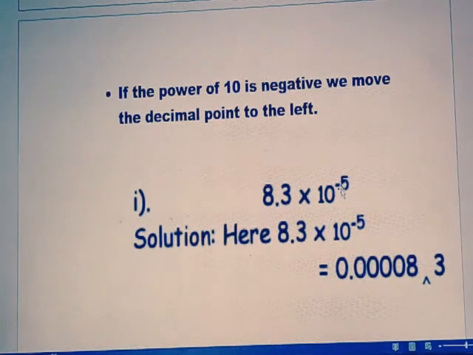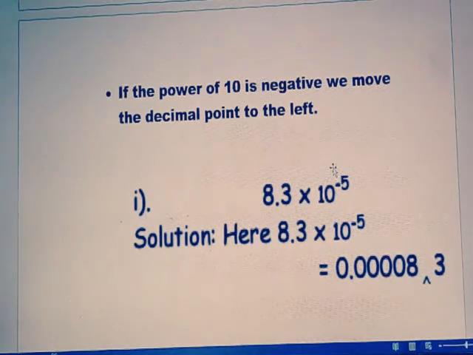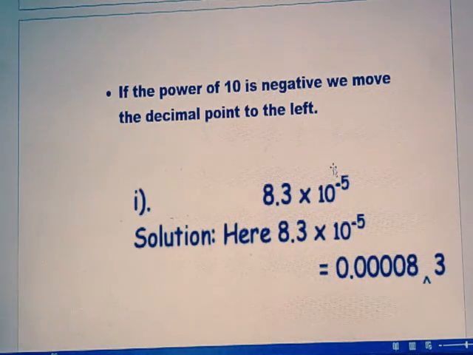So these are two conditions, and you should remember these points. If the power of 10 is positive, you move the decimal point to the right. If the power of 10 is negative, you move the decimal point to the left.